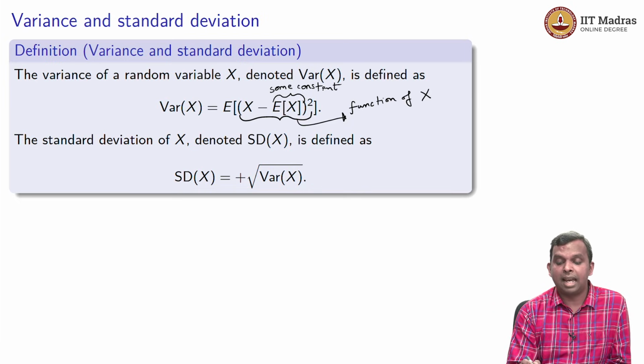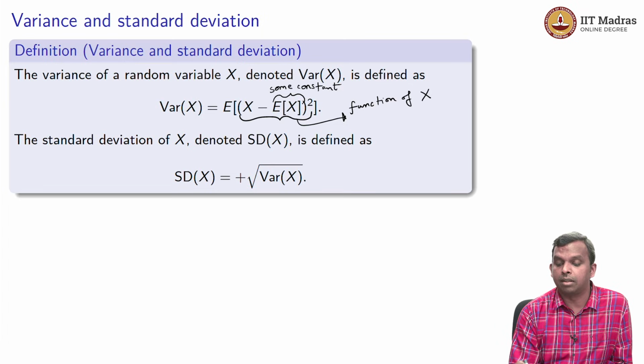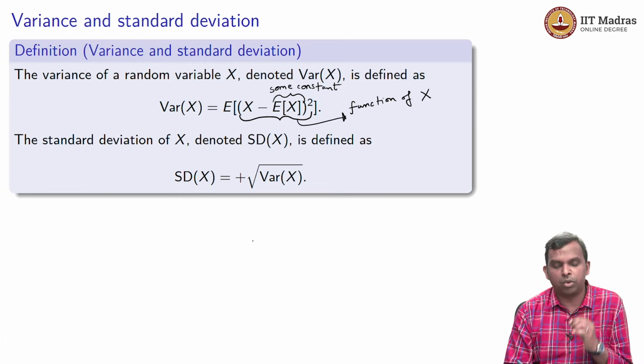Then I have a function (X minus E[X]) squared. This is just a function of X, which is another random variable, and I have to take the expected value of that. We'll see some illustrations on how to compute it, but this is what the definition is. Hopefully the definition is clear.